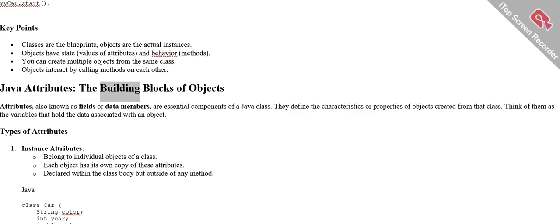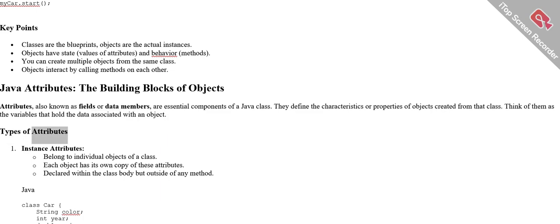Java attributes, the building blocks of objects. Attributes, also known as fields or data members, are essential components of a Java class. They define the characteristics or properties of objects created from that class. Think of them as the variables that hold the data associated with an object.